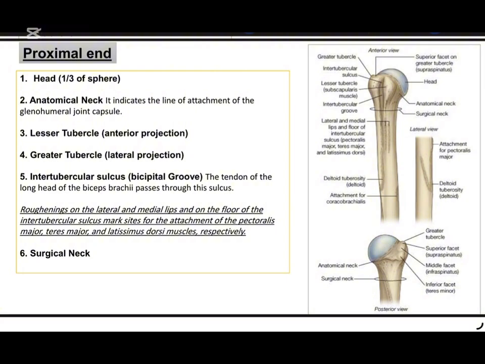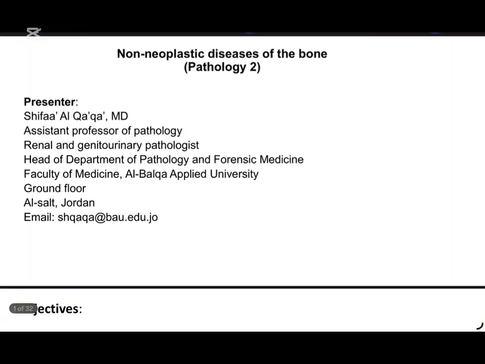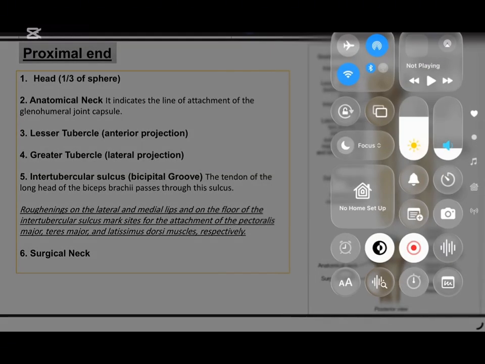Now, a very important area is between these two tubercles. I have a groove. We call this groove the intertubercular groove. It means a groove between two tubercles. Okay, intertubercular groove. Or I can call this groove the bicipital groove. Why is it the bicipital groove? Because the tendon of the biceps brachii muscle will pass on the top of this groove.